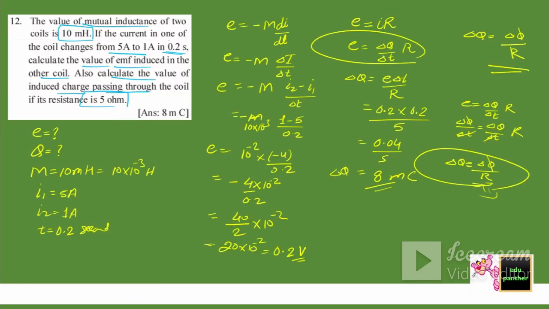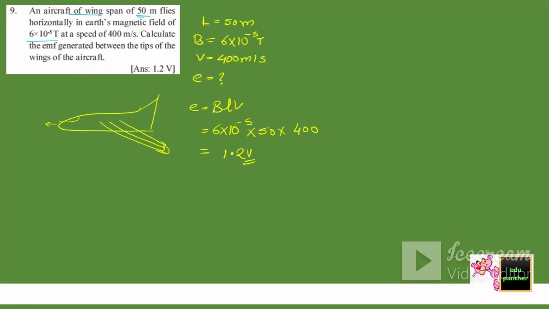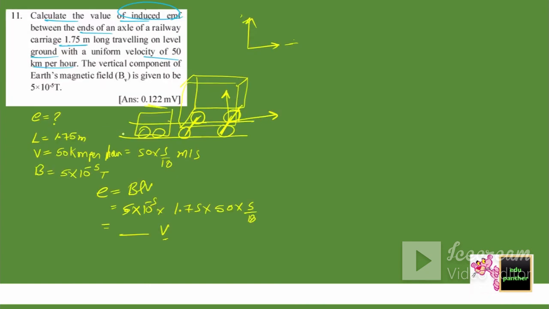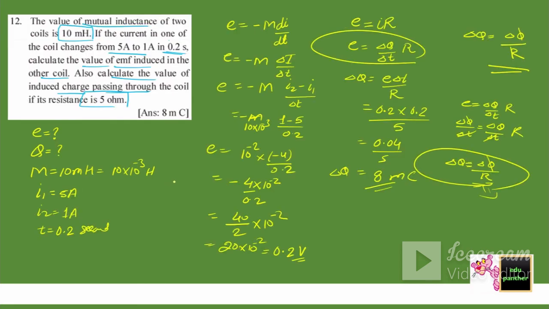So that's it for this session. See, here we have solved 1, 2, 3, 4 numericals. BLV, this is simply E is equal to d phi by dt, that is semicircular wire. Then we have a train, again same formula BLV, and the last one was E is equal to concept of basically mutual inductance.